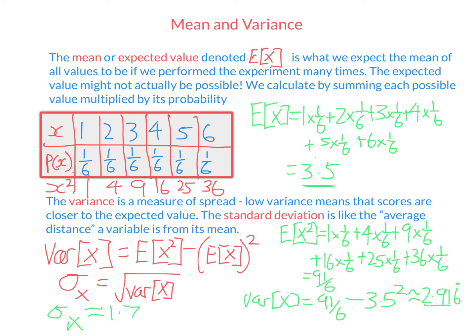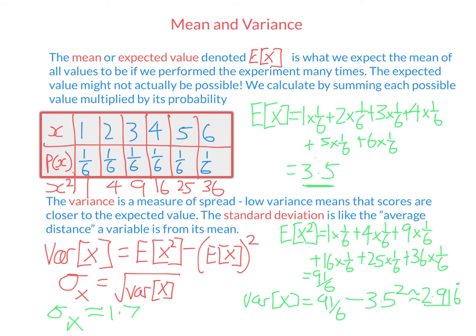So that means if I rolled a die over and over again and then I calculated the mean of all my scores, let's say I did that heaps and heaps of times, on average, my mean that I calculate when I perform the experiment will differ from this by about 1.7. That's what the standard deviation is supposed to mean.